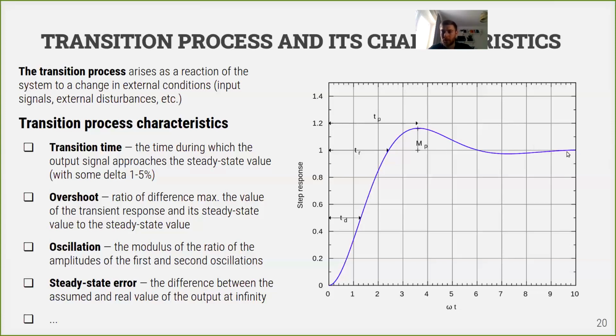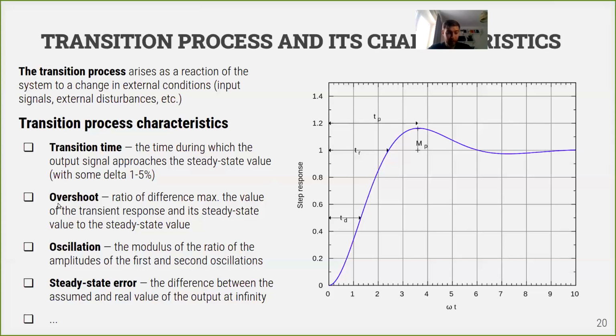So here we could see that system approaches desired one, let's say, meter per hour already in 10 seconds, and we can call this as steady state. And so transition time is the time we reach this steady state.